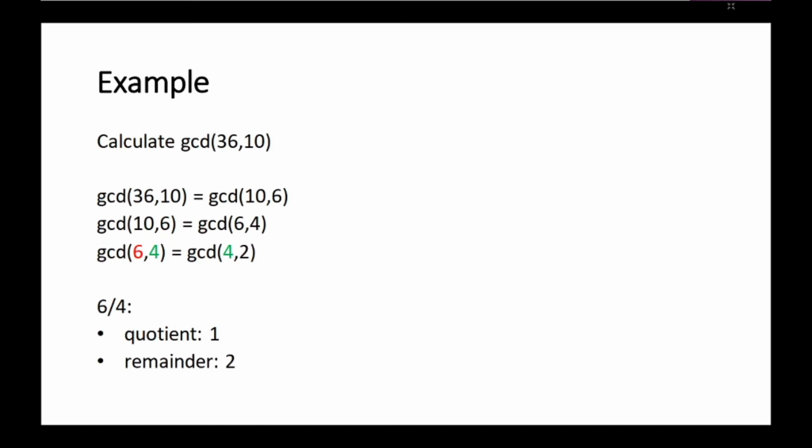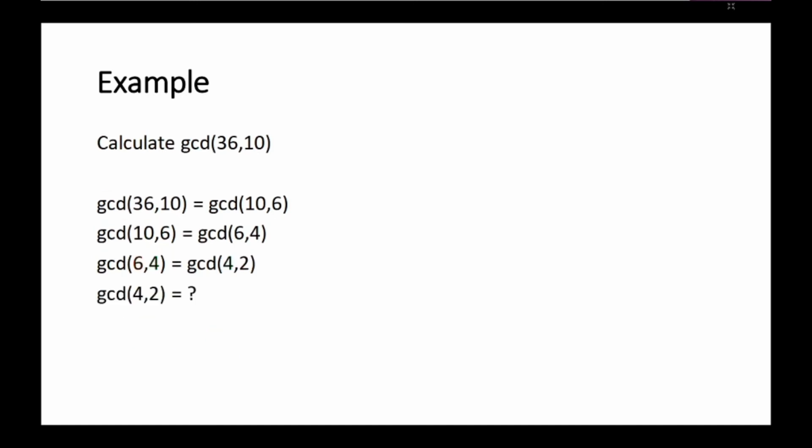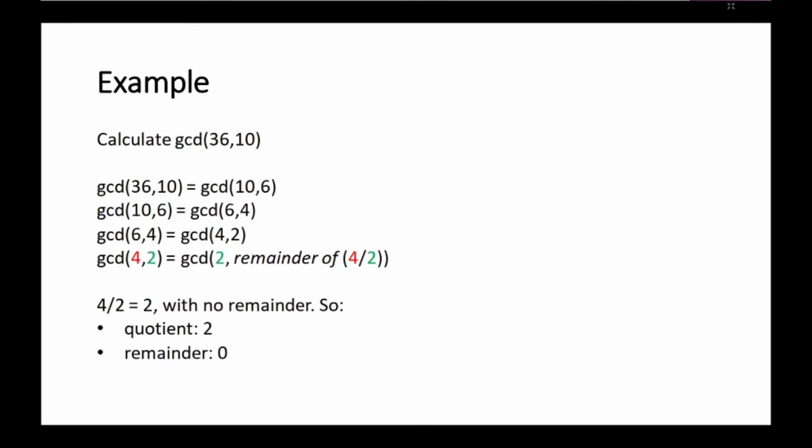To calculate the GCD of 4 and 2, we're going to use the same rule again, such that we get that the GCD of 4 and 2 equals the GCD of 2 and the remainder of 4 divided by 2. Now if you divide 4 by 2, you see that 2 fits exactly 2 times into 4, so you get a quotient of 2 and no remainder, or a remainder of 0. So the GCD of 4 and 2 equals the GCD of 2 and 0.